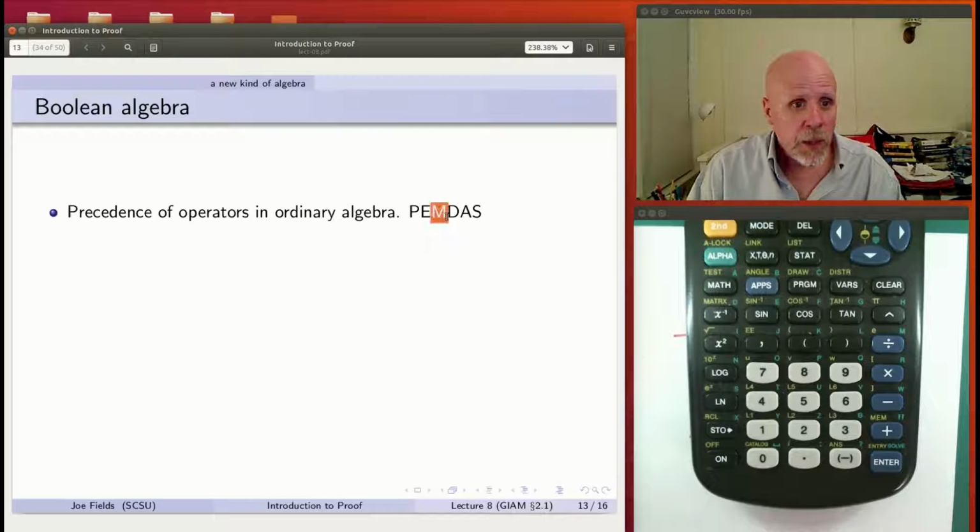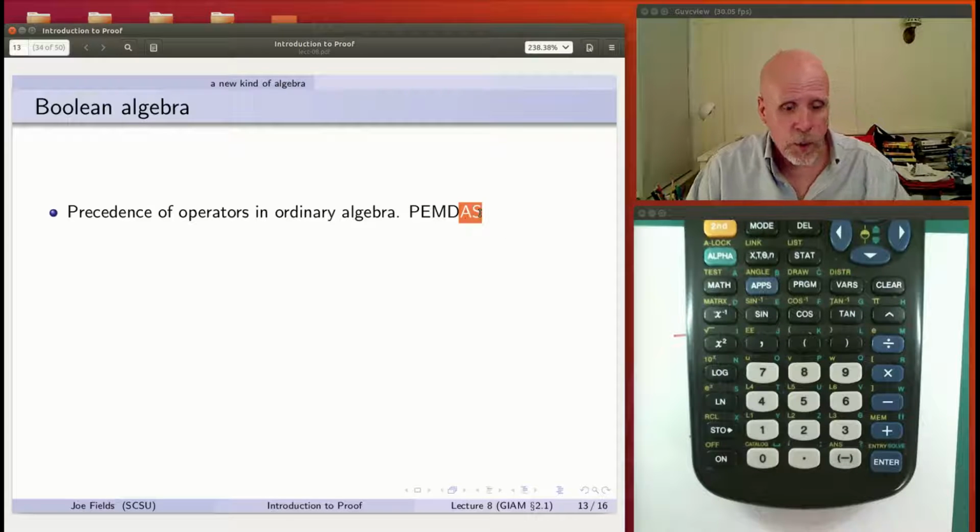People rarely mention that M and D are at the same level of importance. Does it matter if you multiply first and then divide, or you do the division first and then multiply? Turns out it actually doesn't. The same thing is true of adding and subtracting. So we don't have to be terribly concerned about mixing up those groups, but the additive things, the multiplicative things, and the exponent things need to be kept separate.